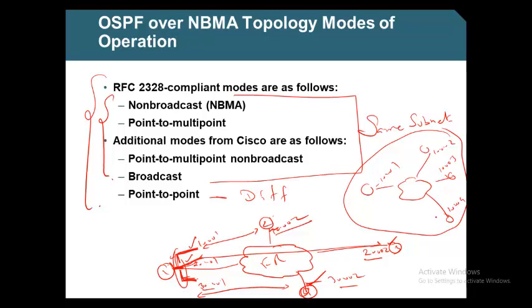Likewise, you cannot have point to multipoint mode here because you don't have multiple points in the same subnet. This is in a different subnet, then this and this. They're all in different subnets. You cannot say we are all one group. No, you cannot say that. I am 10, he is 20, she is 30.